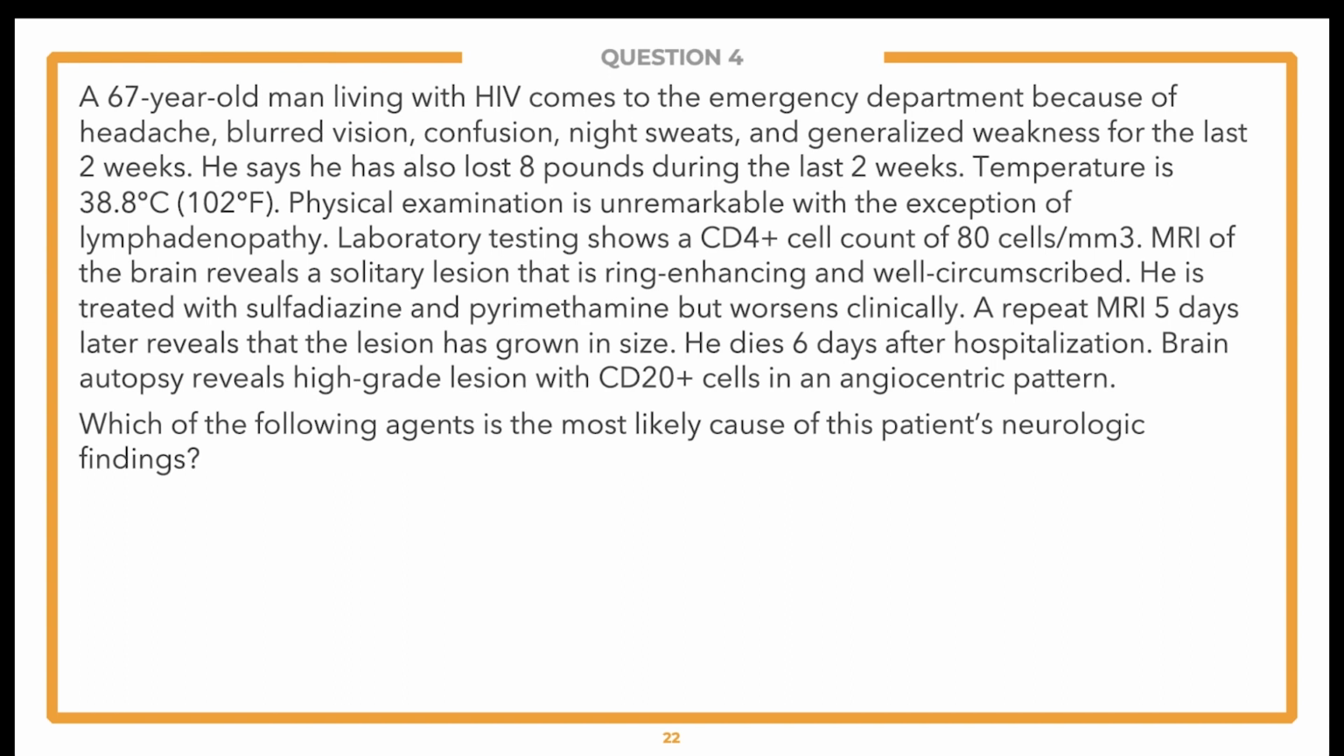He is treated with sulfadiazine and pyrimethamine, but worsens clinically. A repeat MRI 5 days later reveals that the lesion has grown in size. He dies 6 days after hospitalization. Brain autopsy reveals high-grade lesion with CD20 cells in an angiocentric pattern. Quite a story. So with that, let's read that lead-in once more. Which of the following agents is the most likely cause of this patient's neurologic findings? Let us know how many steps you think it will take to solve this one as I pass it off to Sean.